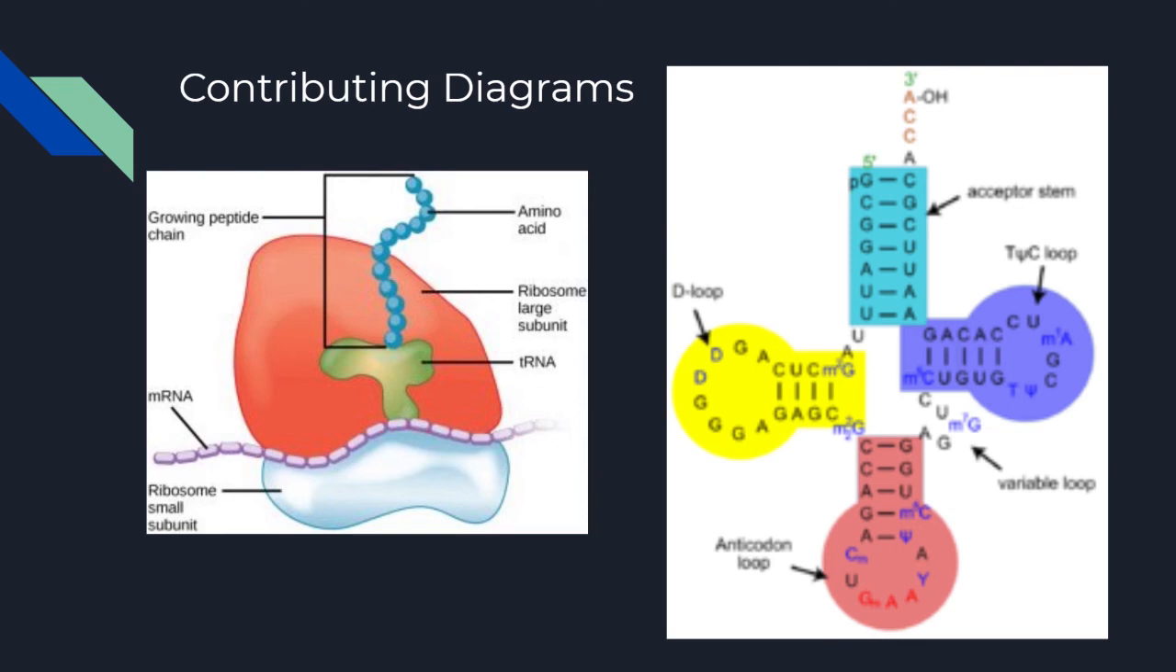In what direction does translation occur? It occurs in the 5 to 3 direction, like most things that we've gone over. 5 to 3 direction is a common thing.